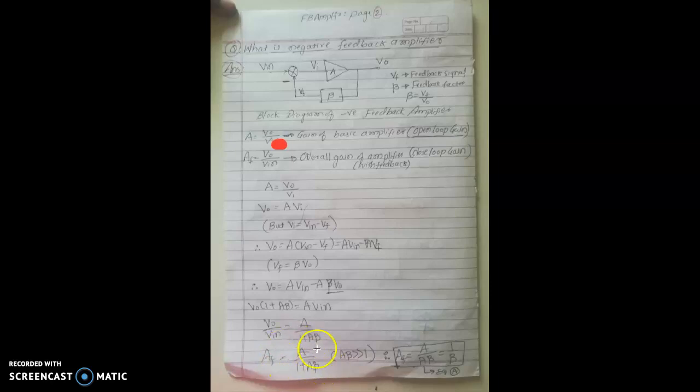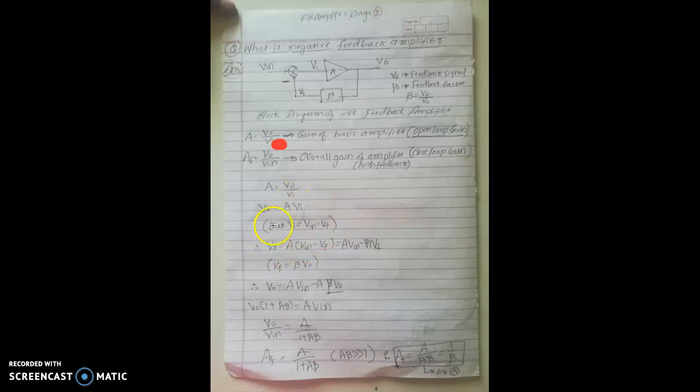If we need to derive this, we are going to get started from this equation, A equal to V0 divided by Vi. Then writing for V0, Vi goes to this side, we have V0 equal to A times Vi. But what is Vi? This Vi is the subtraction between this and this one, because we are going to have negative feedback. So Vi is equal to V in minus Vf, which is substituted in place of Vi.